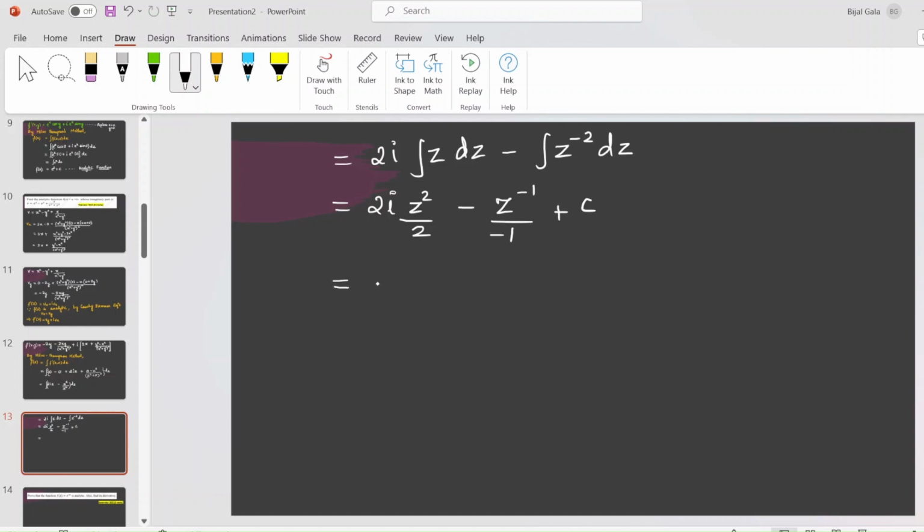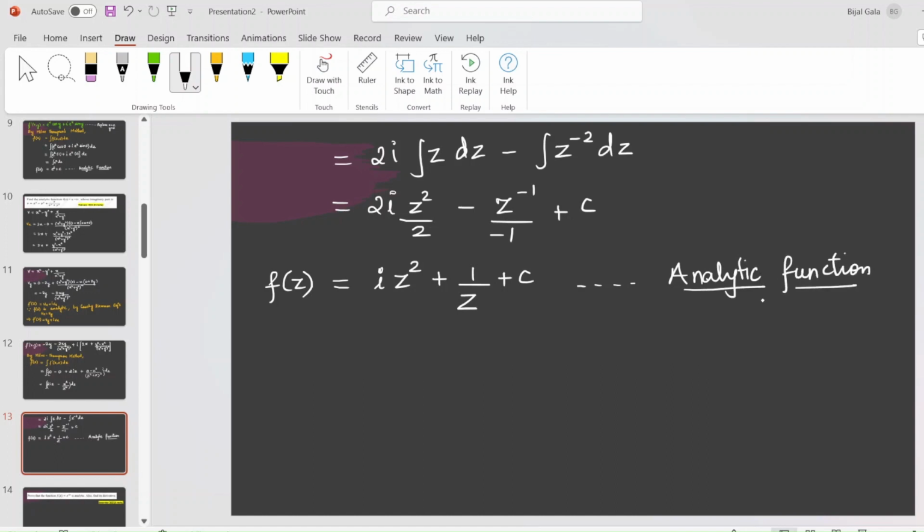In the first term, 2 gets cancelled. I am left with iz squared. Here the minus gets multiplied and you get 1 over z, since z raised to minus 1 is 1 over z. So this is your required analytic function.